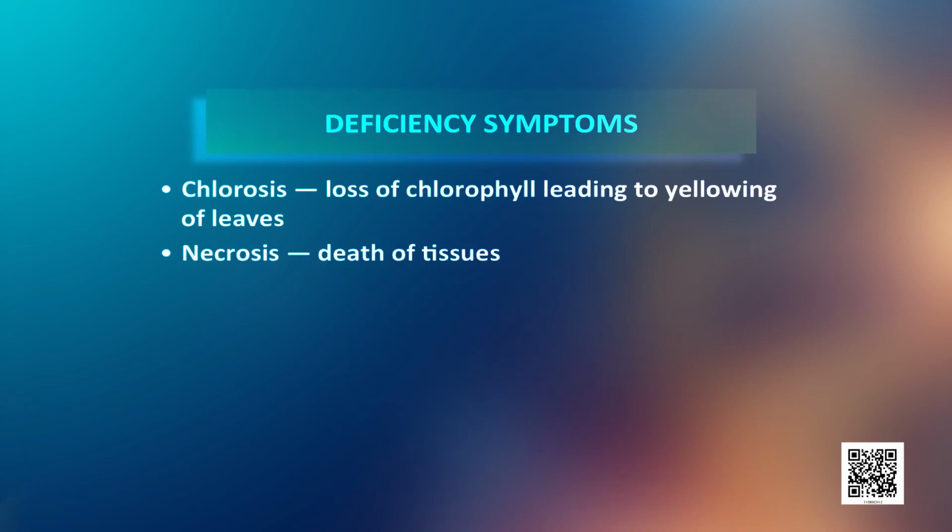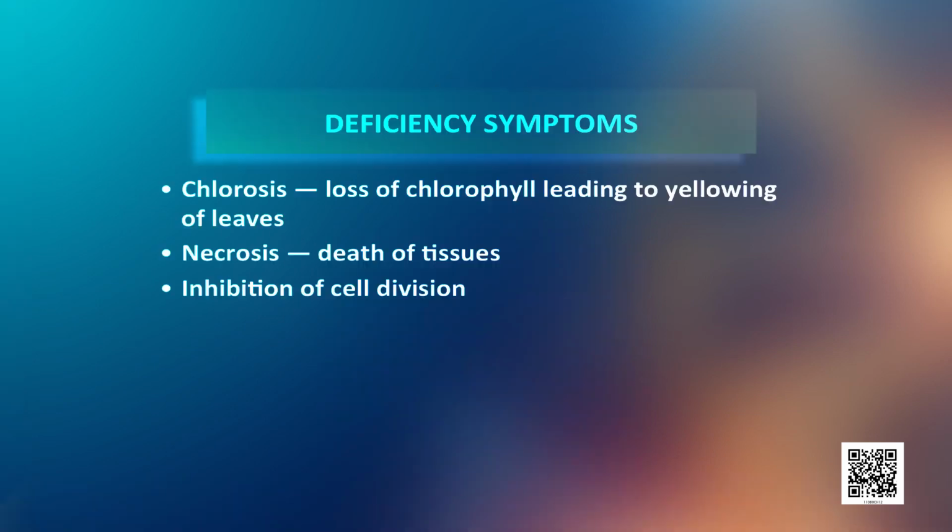Second deficiency symptom is necrosis, in which death of tissues, particularly leaf tissues, occurs. The affected plant tissue usually turns brown to black in color. Necrotic symptoms could appear in any part of the plant, such as in leaves or in woody tissues. Necrosis is caused due to deficiency of calcium, magnesium, copper and potassium.